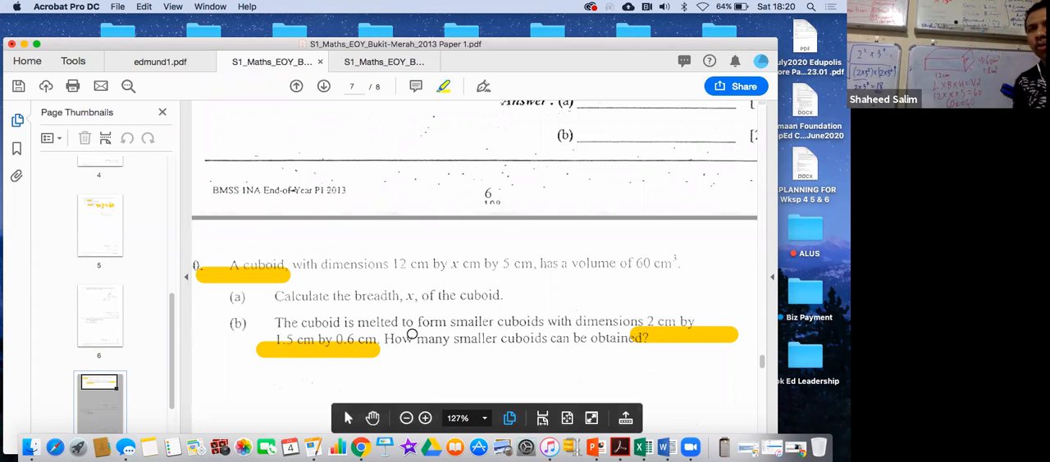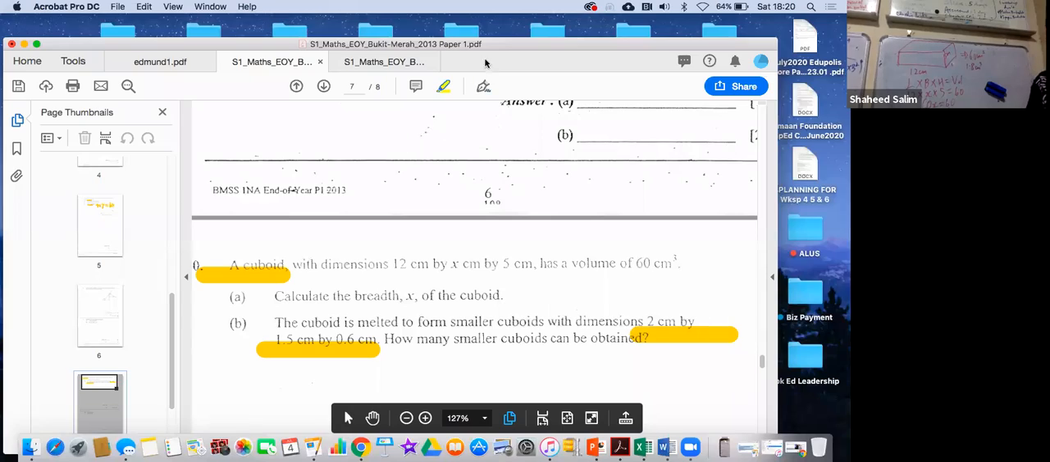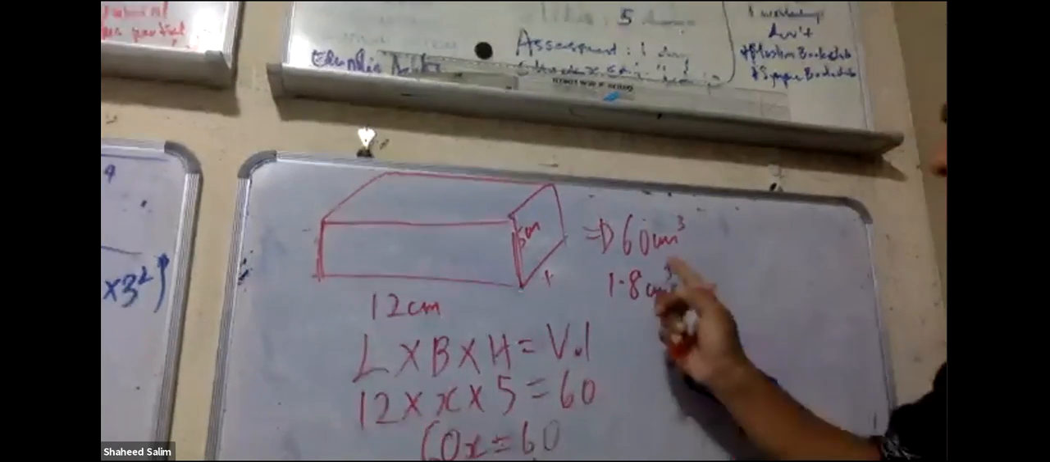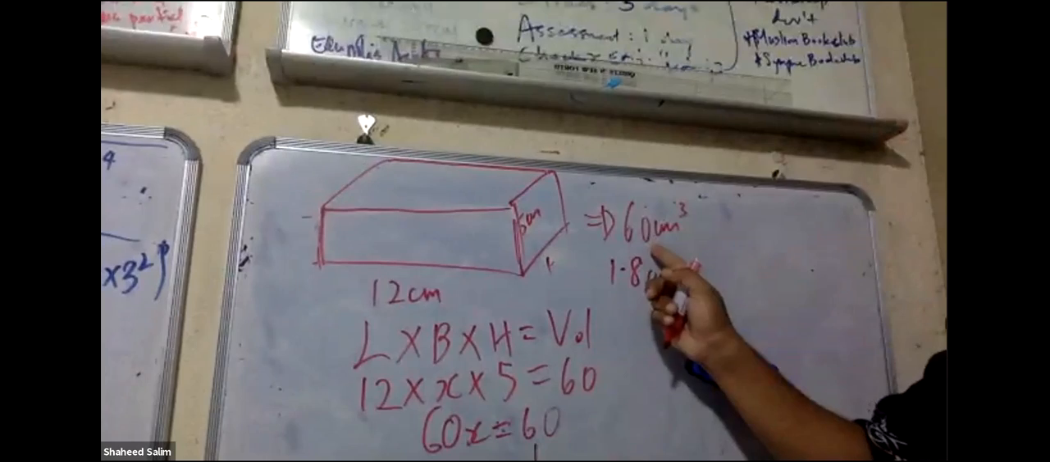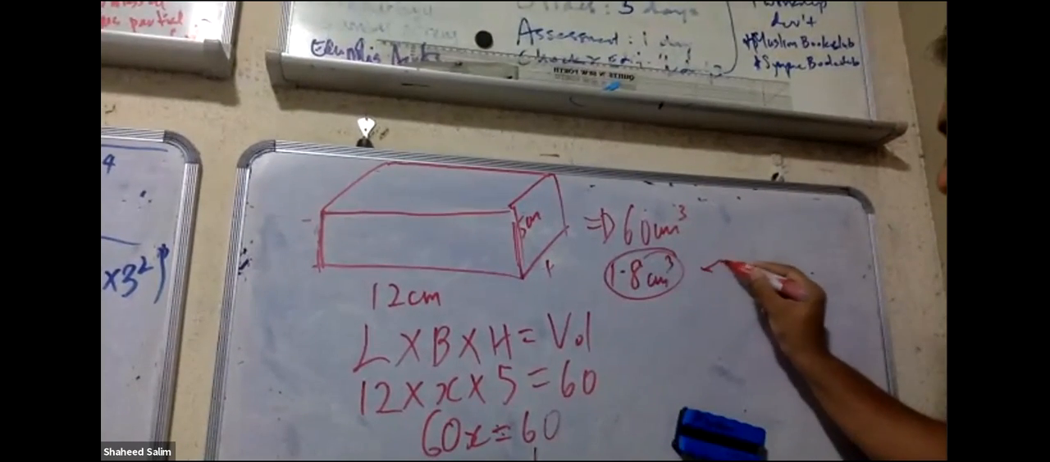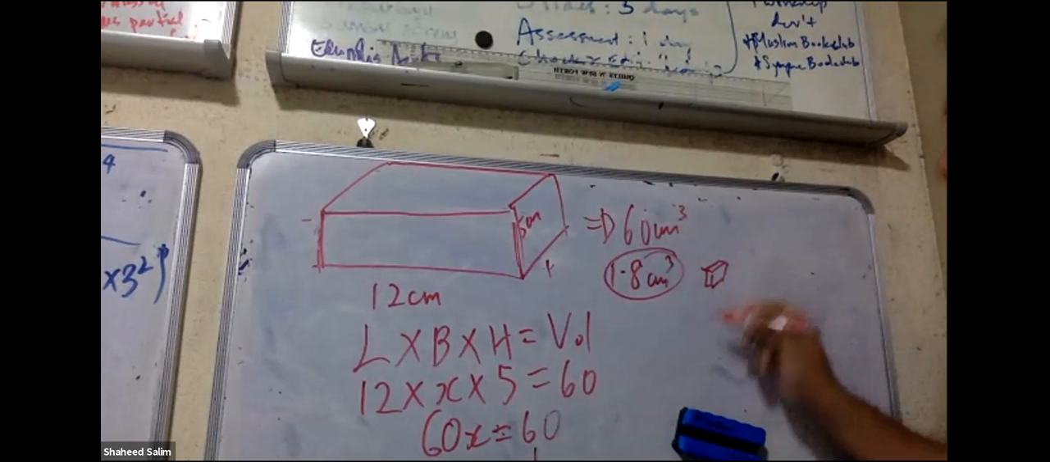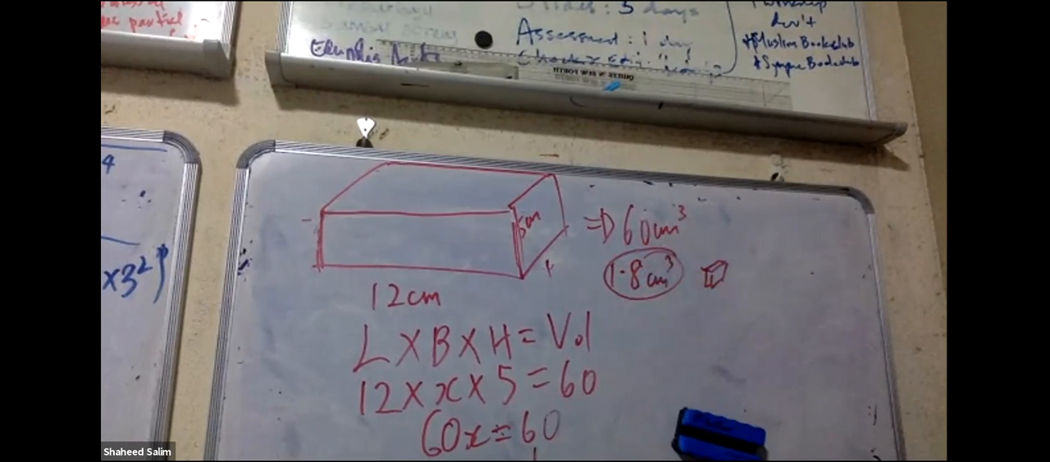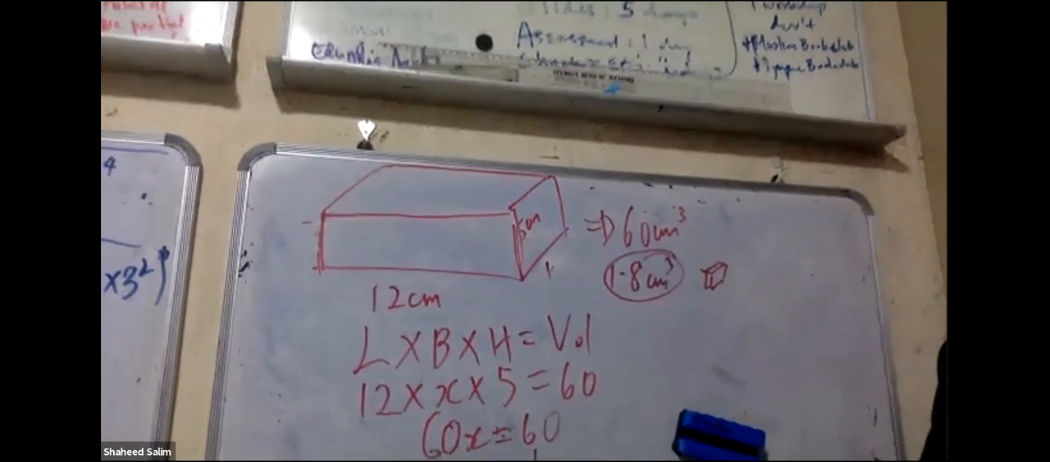How many can you make with 60 cubic cm? Now you want to make tiny cuboids of 1.8 each. How many can you make? Just take this, divide by this. 60 divided by 1.8. You use your calculator, you can find. 60 divided by 1.8. Okay?